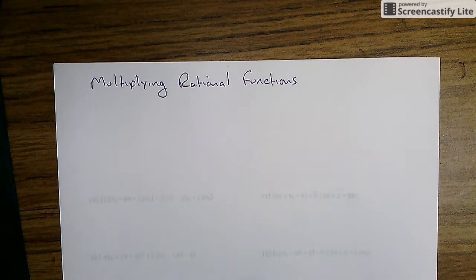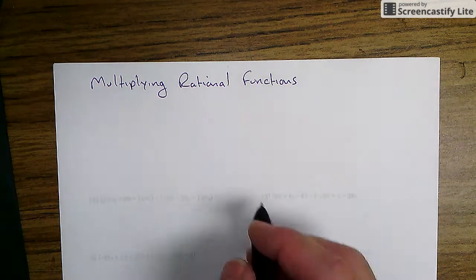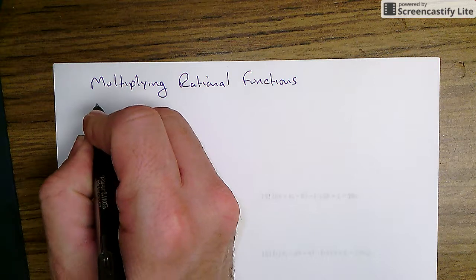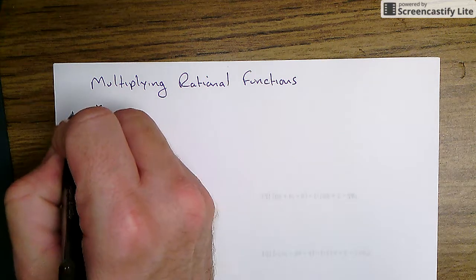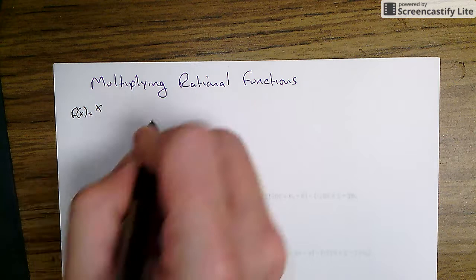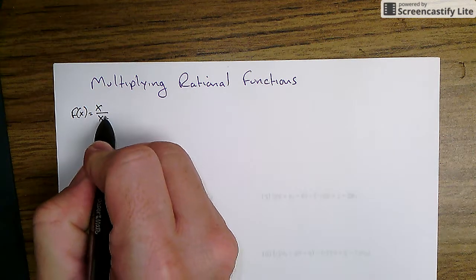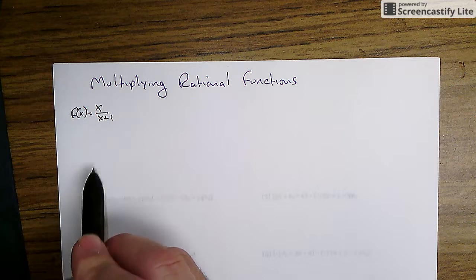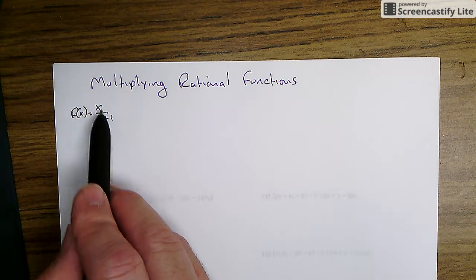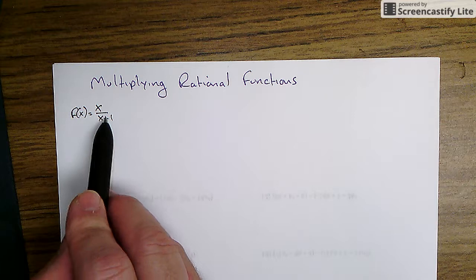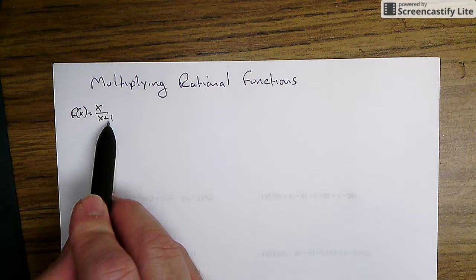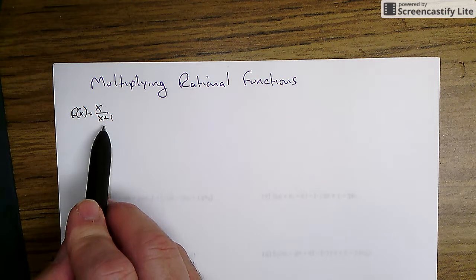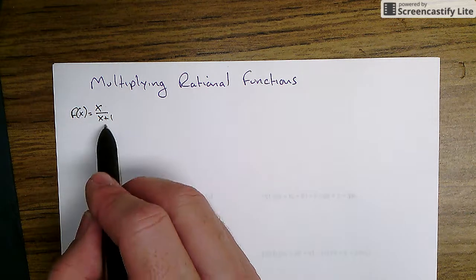Okay, so let's take a look at multiplying rational functions. Remember, all a rational function is the ratio, so f of x equals x over x plus 1. A rational function is simply the ratio of two polynomials. In this case, the numerator polynomial is f of x equals x, and the denominator polynomial is x plus 1. So how do we multiply these?